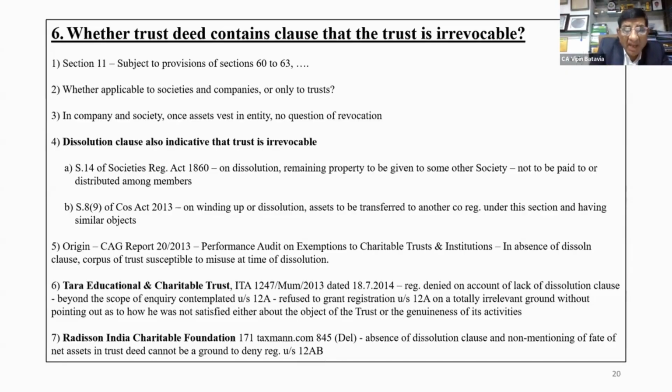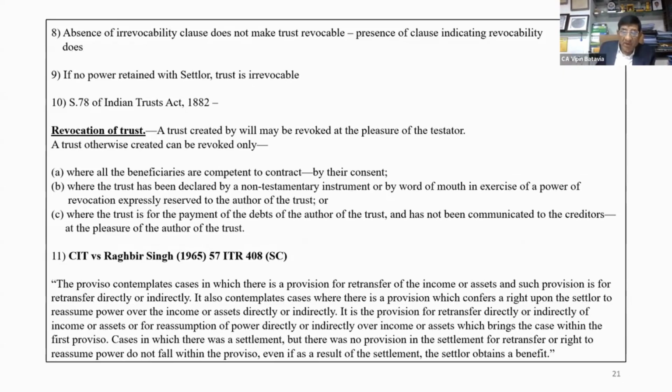See, there is a Tara Education case also there. It is in 2014 that says there is no need for the dissolution clause. Radisson India Charitable Institution, Delhi, there also says in the absence of a dissolution clause, then an irrevocable clause is not required. Here also the Charity Commission did not agree to put the irrevocable clause. It is perpetual. Why is it required?